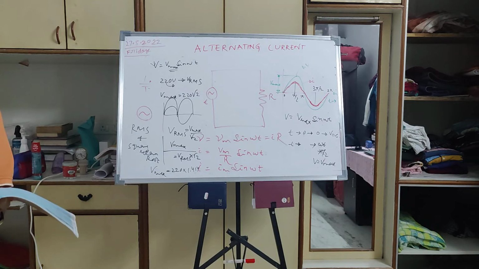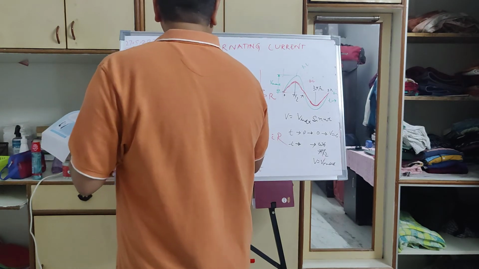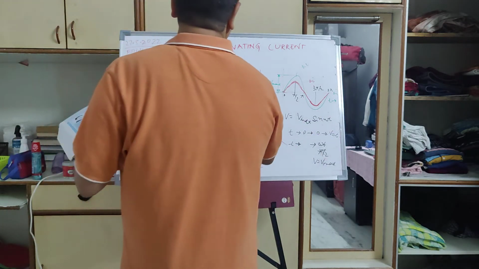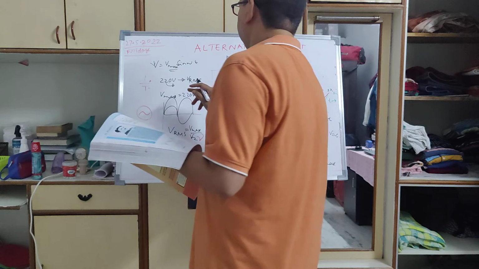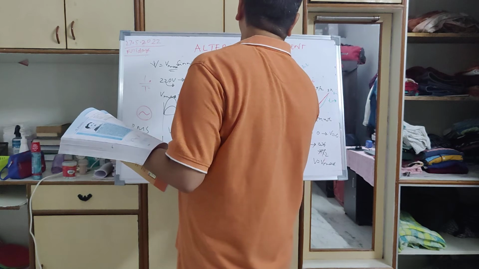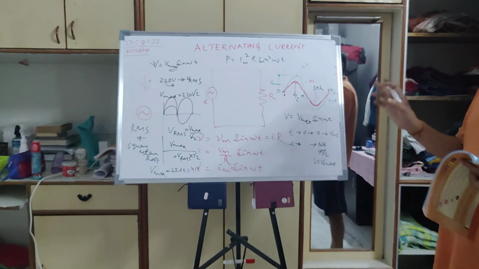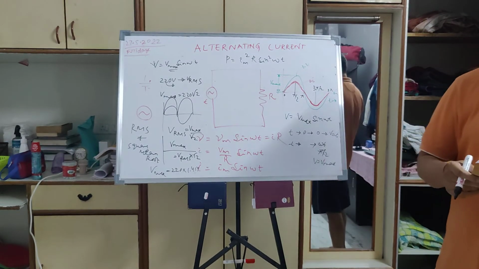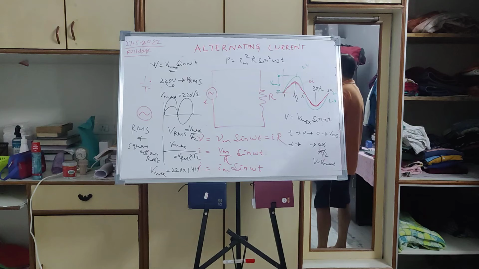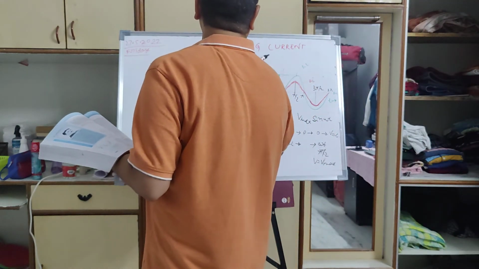So average voltage is 0, average current is 0, but that does not mean that average power consumed is 0. Because power is I square R, right? Since it is AC, it will become Im square R sin square omega t. So this much power is getting consumed. This is the instantaneous power dissipated in a resistor.